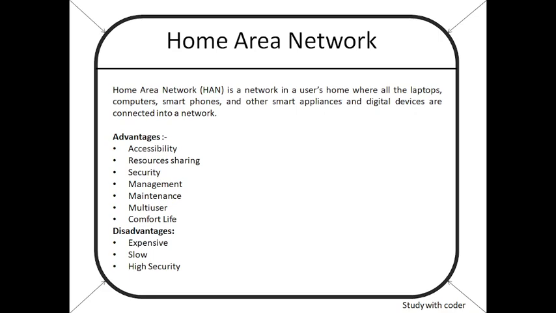Home area network. A home area network is a network in a user's home where all the laptops, computers, smartphones and other smart appliances and digital devices are connected into a network. Advantages of a home area network are accessibility, resource sharing, security, management, maintenance, multi-users, comfortable life. And the disadvantages of a home area network are that it is expensive, slow and has high security risk.